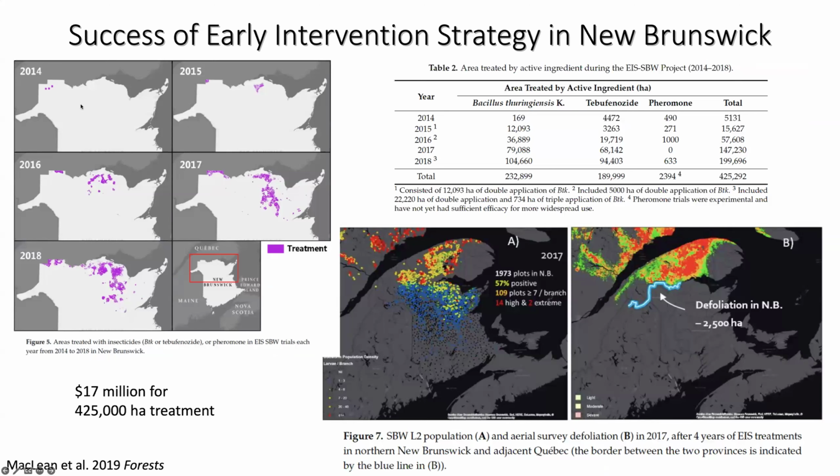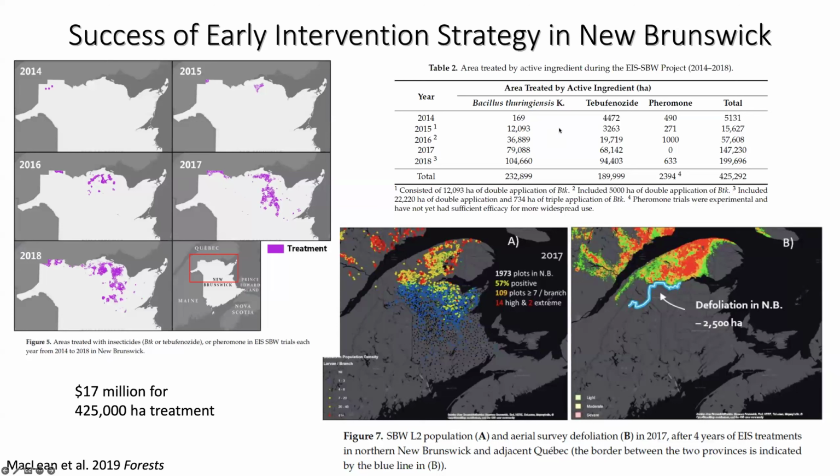From 2014 to 2018, the treatments here are in purple on the left. We see a little bit of treatment in 2014 and 2015, and ramping up in 2016, 2017, and 2018. Overall, there was $17 million spent to spray around a 425,000 hectare treatment area. What they were spraying was BTK, and mostly BTK and tebufenozide.